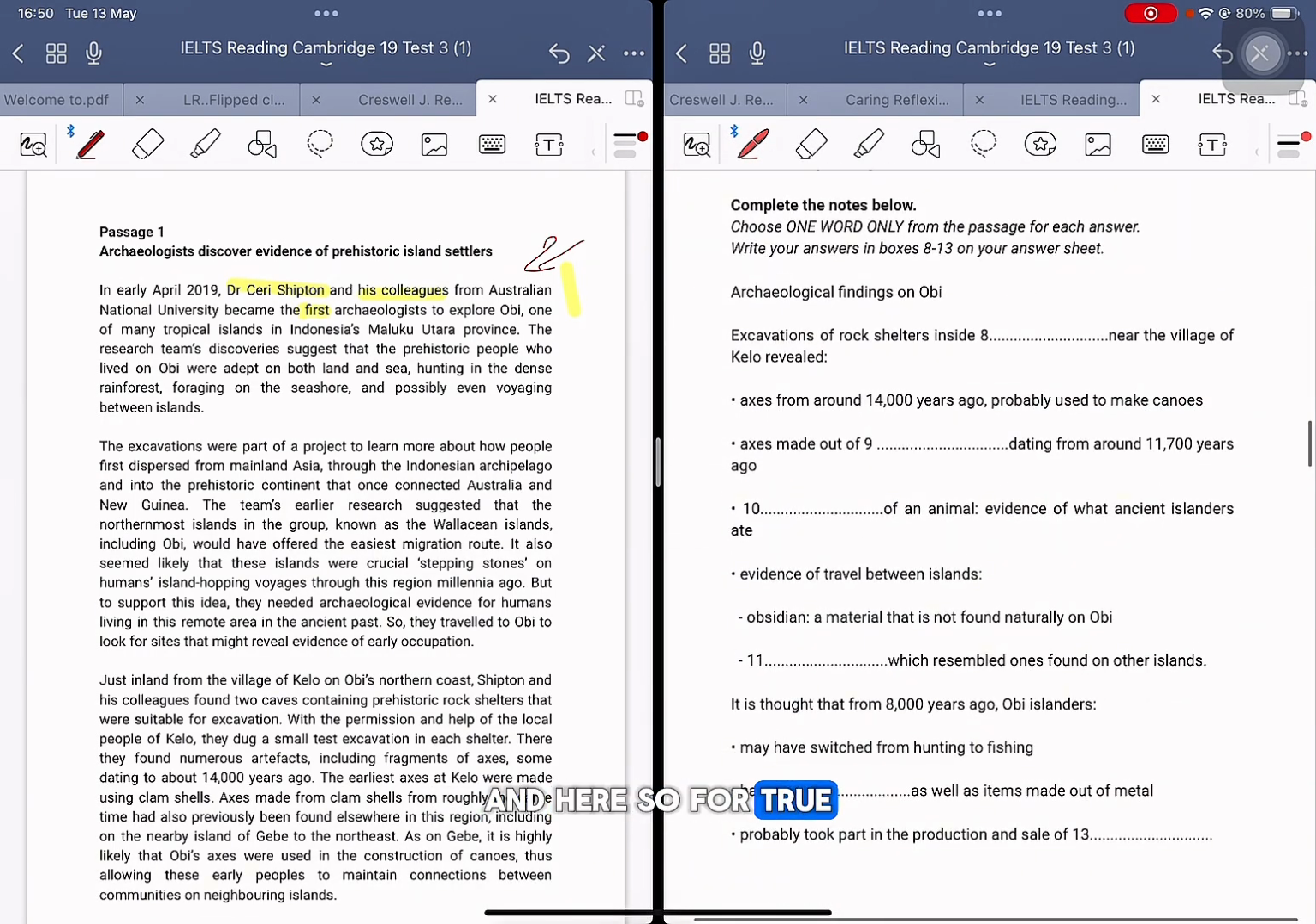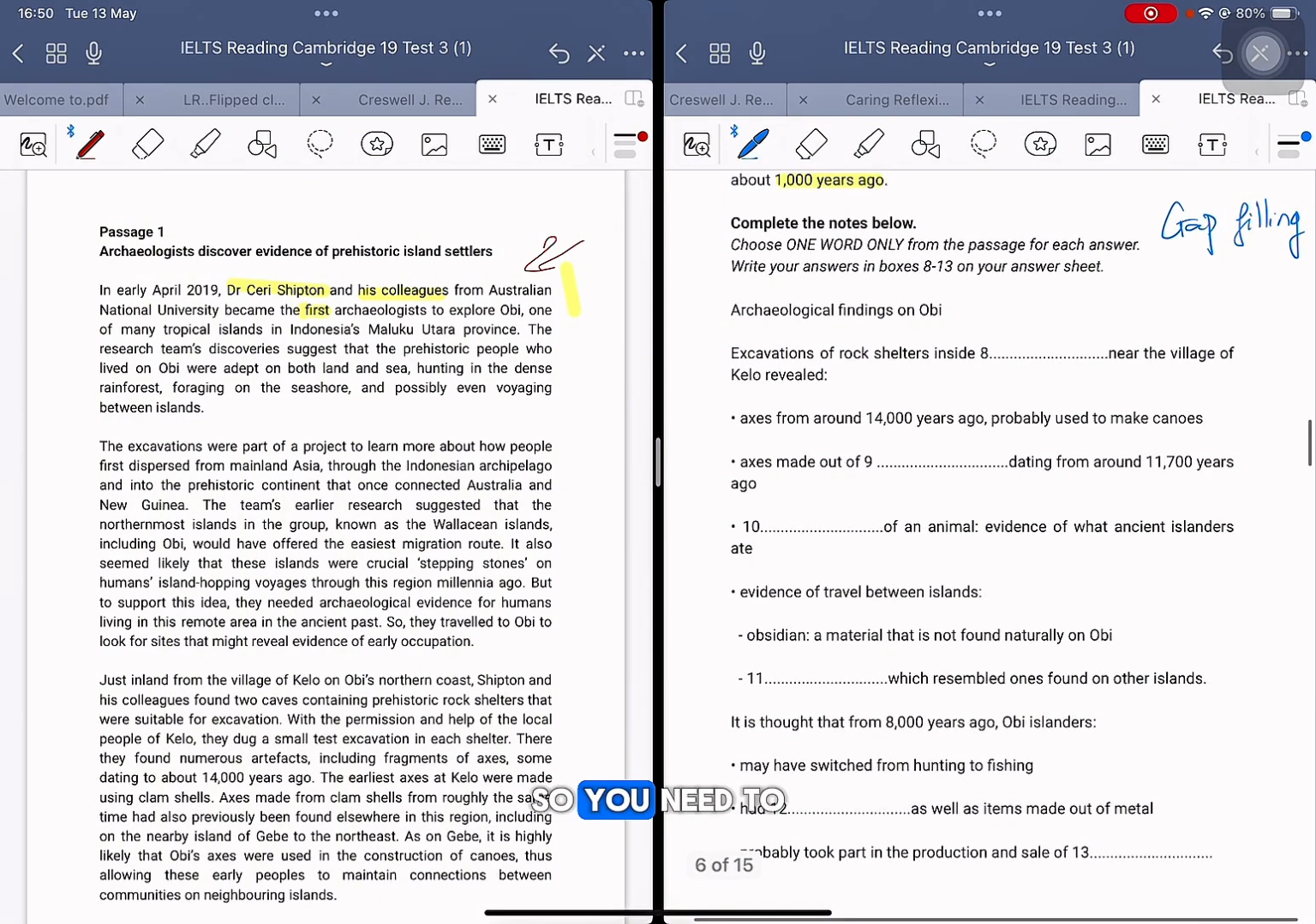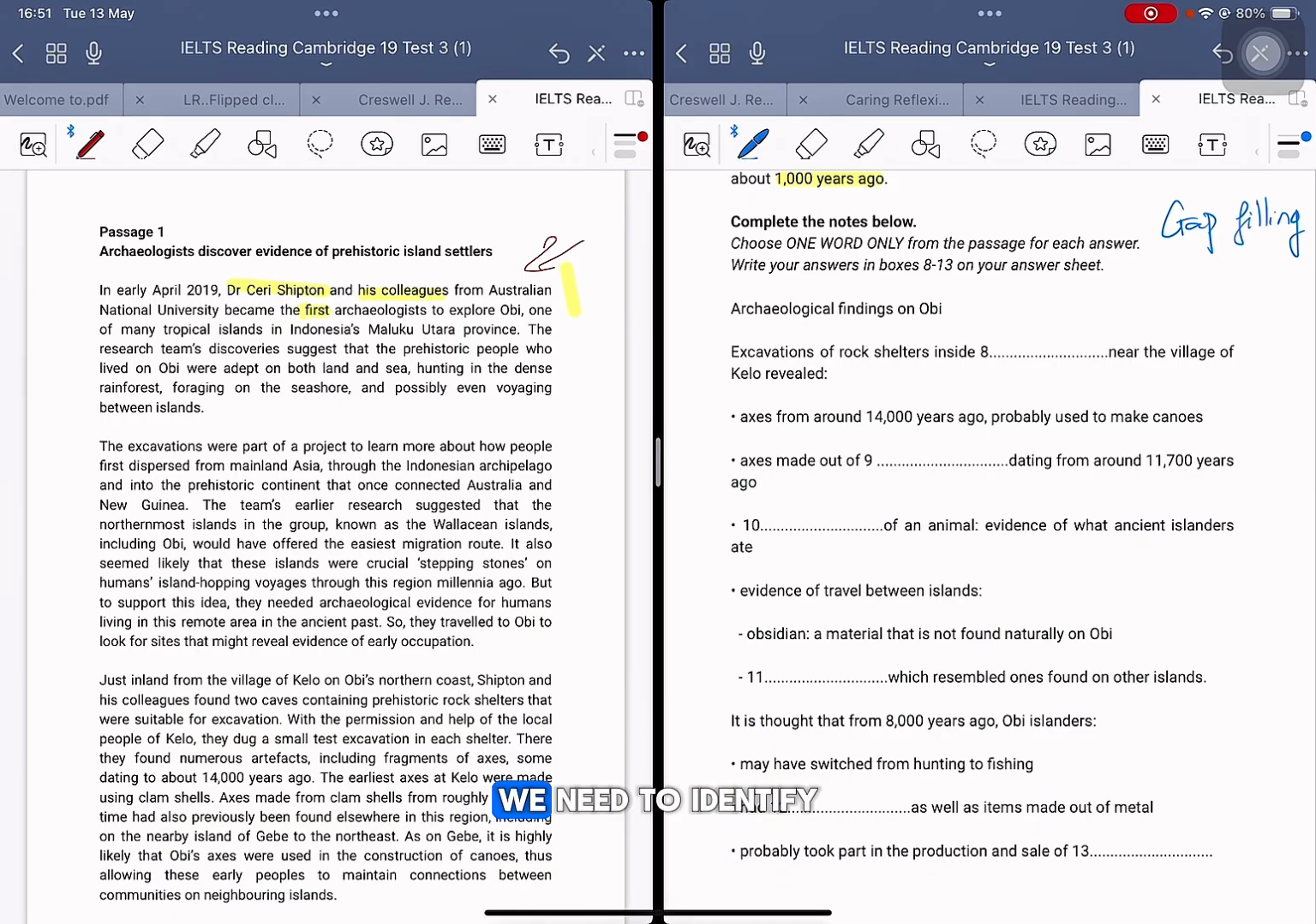And here, for true, okay, this one, gap filling. This kind of question is not difficult because the answer is in the text, but it takes time to practice. First of all, exactly the same: we need to identify keywords in the questions, and then identify what form is needed, like a verb, a noun, an adjective or something. Then scan the passage to find where the keywords are, and read in detail to find the answers. Yeah, that's the first process.